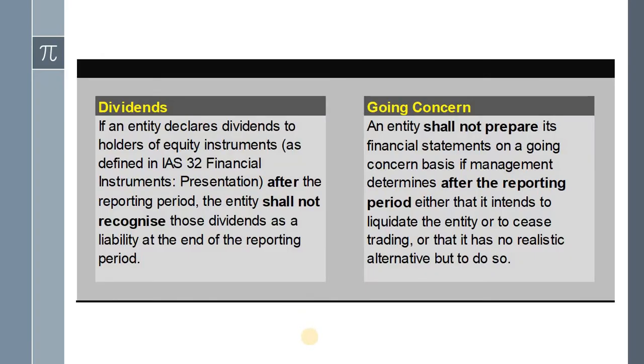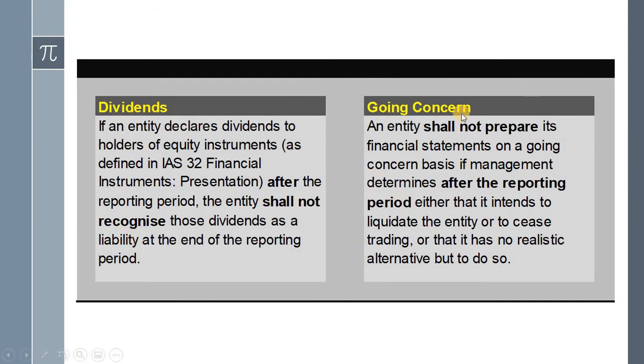So there are events that are specifically mentioned in the standard, PAS 10. This includes dividends. If an entity declares dividends to holders of equity instruments after the reporting period, the entity shall not recognize those dividends as a liability at the end of the reporting period. Again, this is considered a non-adjusting event because such dividend declaration occurs after the end of the reporting period. That is why, according to the standard, it will not affect the current reporting period by recognizing a dividend liability.